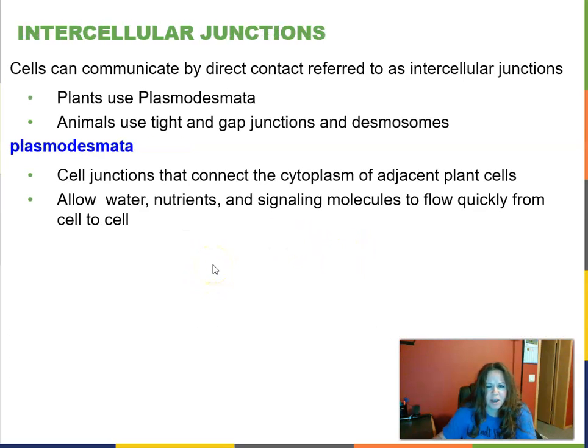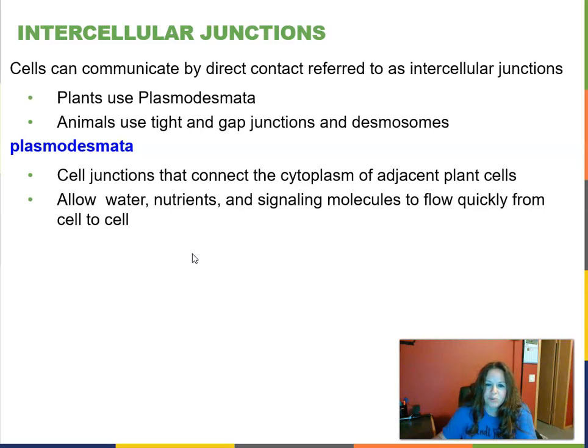So cells need to talk to one another as well. They need to communicate with one another, and that's often done by chemicals. Could also be done by touch as well. But how do you get chemicals from one cell to another? Well, you can have little junctions or tubes to travel between them. Plants use what are called plasmodesmata. Those are little cell junctions that can connect the cytoplasm of adjacent or neighboring plant cells. That allows different signaling molecules to flow quickly between the cells.